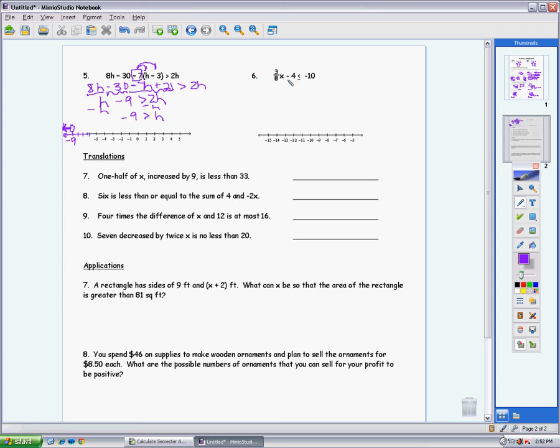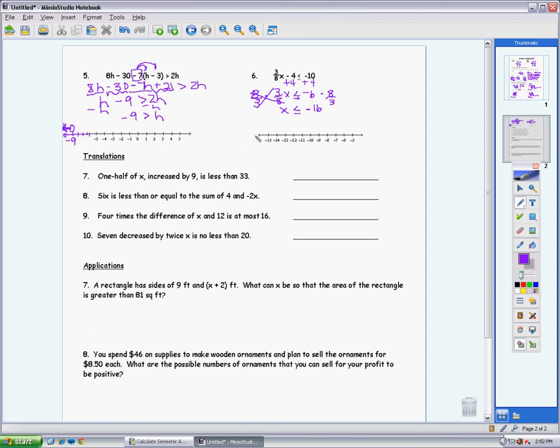Number 6, we have a two-step equation. I'm going to add 4 to both sides. 3/8 x is less than or equal to negative 6. And if you'll remember, what we did with the fractions is we multiplied by the reciprocal. So the reciprocal is 8/3. And I'm going to multiply by 8/3, and that cancels out and makes it just x. So x is less than or equal to, and that becomes negative 16.